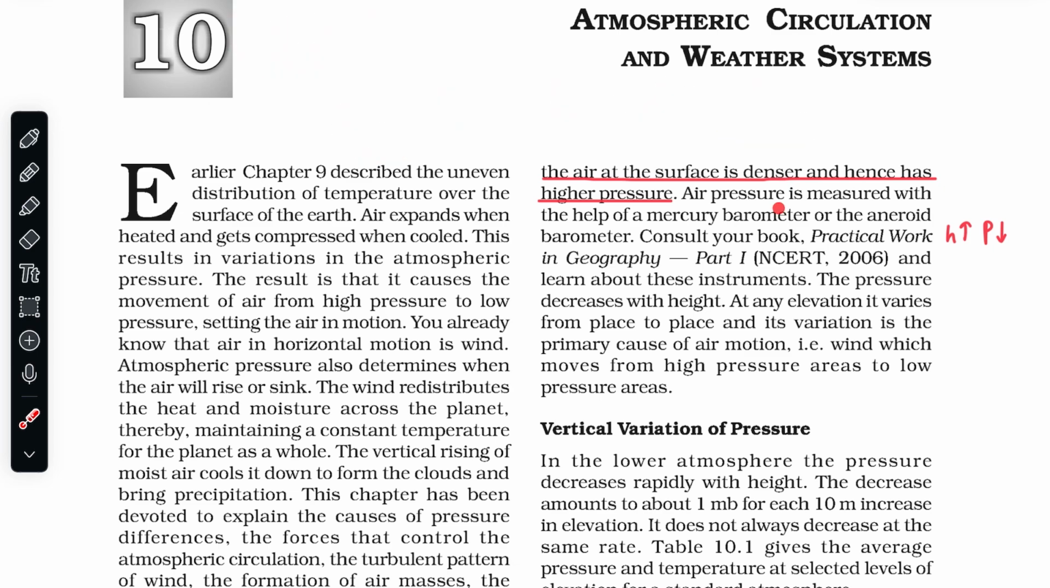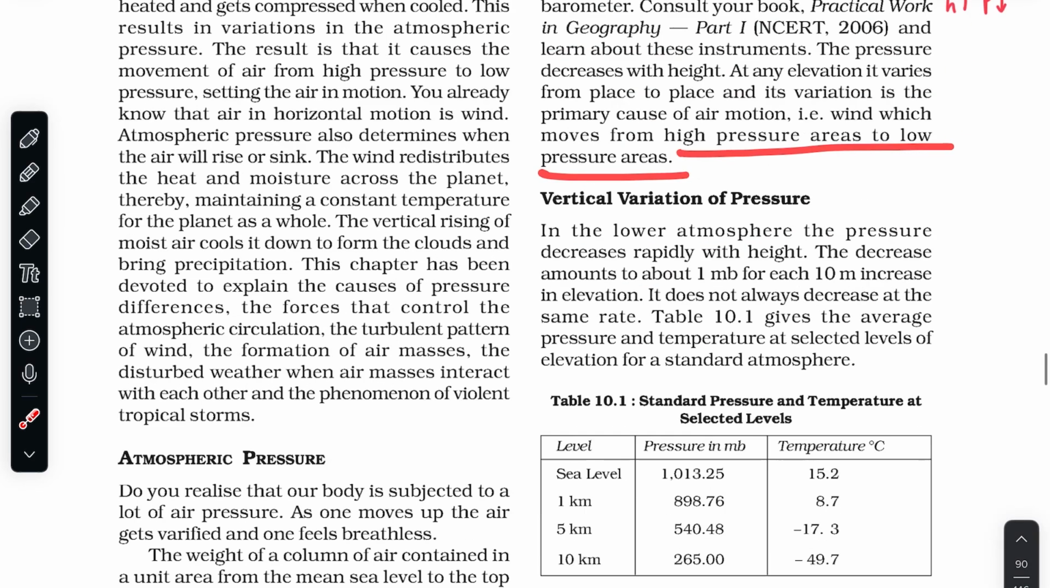The pressure is measured with the help of a mercury barometer or the aneroid barometer. The pressure decreases with height. So as the height increases, the pressure decreases. So as you go to higher elevations, the air pressure basically decreases. At any elevation, it varies from place to place, and its variation is the primary cause of air motion. That is, wind which moves from high pressure areas to low pressure areas.